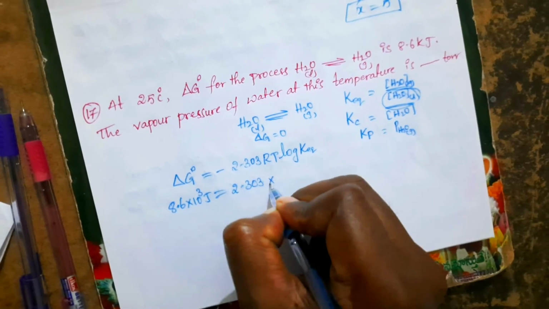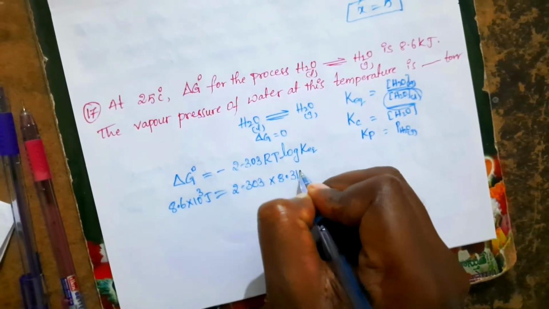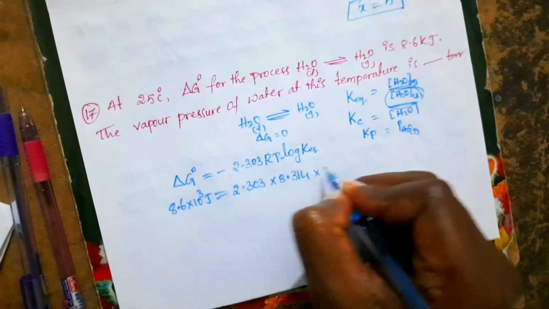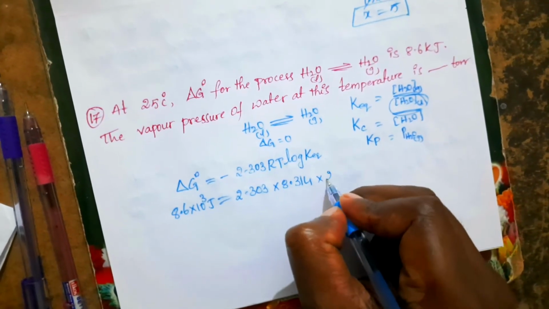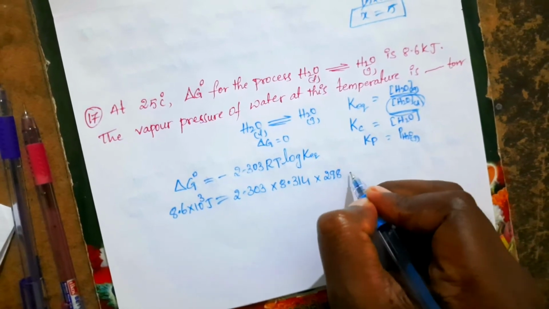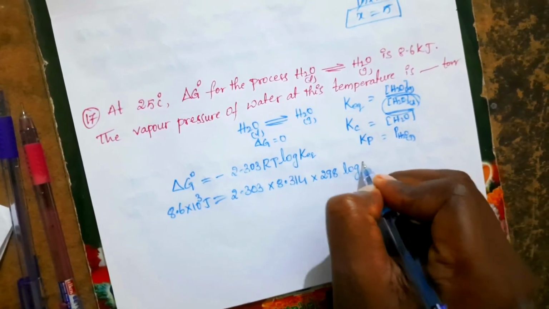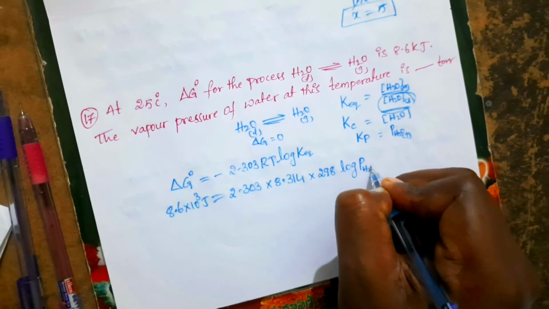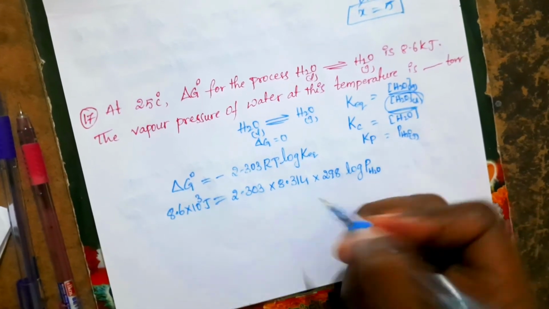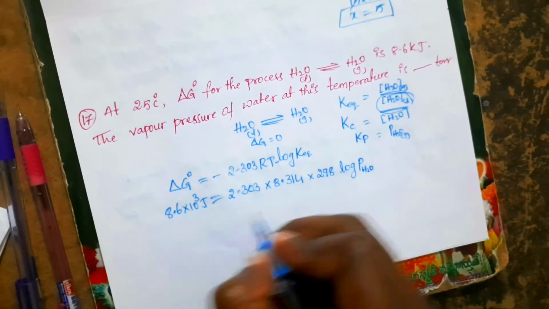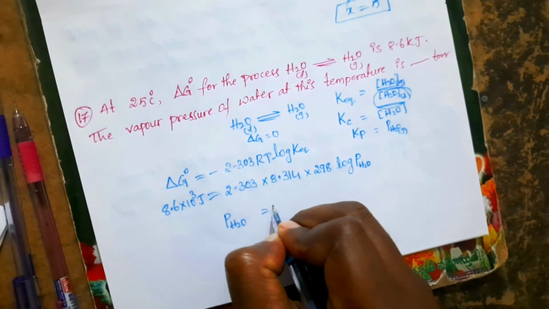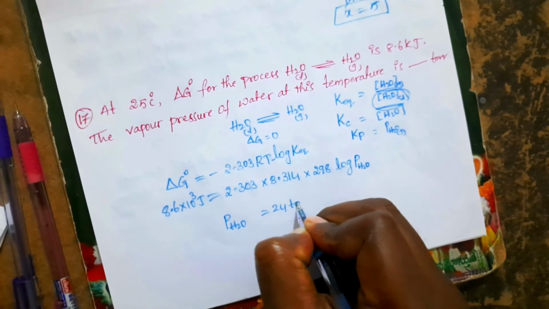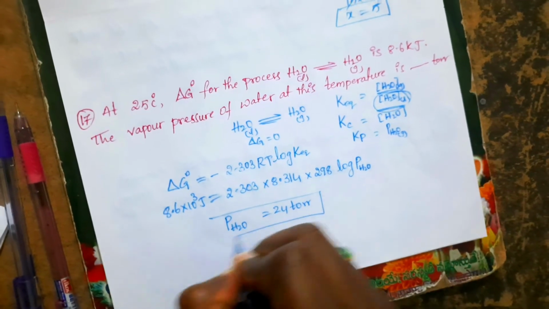2.303, R value is 8.314 joules, temperature is 25 plus 273, that is 298 degrees Kelvin, log of the partial pressure of water, the vapor pressure of water. So you do this calculation, and you will get the vapor pressure of water as 24 torr. Is that clear?